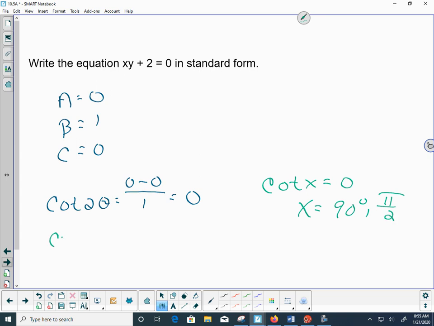So that means that 2 theta is equal to 90 degrees, or if you're doing radians, pi over 2. Which means what's 1 theta equal to? Well, how does the 2 change it? Because this is 2 theta, so 2 theta is going to equal 90 degrees or pi over 2. So 1 theta is going to equal what? 45 degrees or pi over 4.